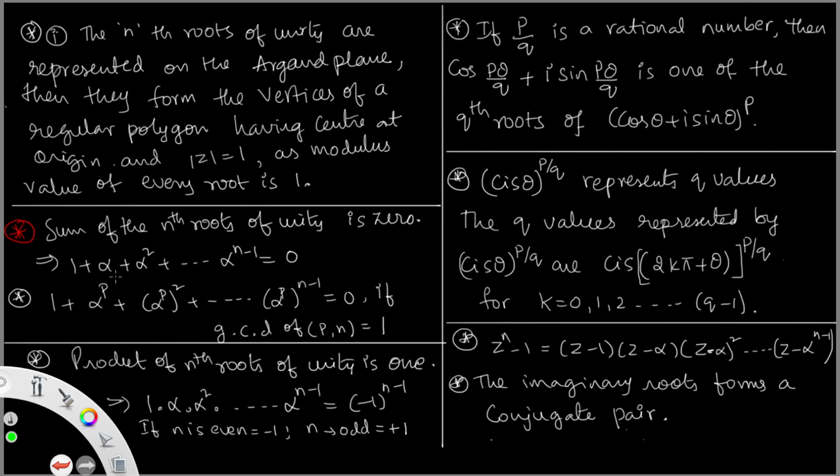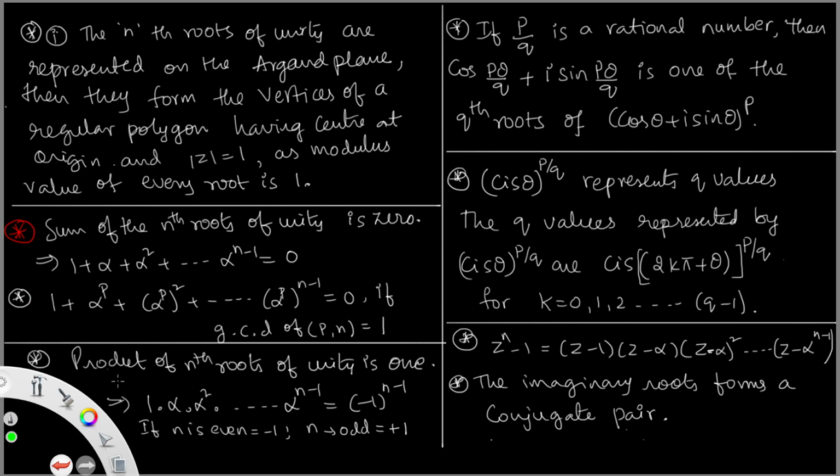The sum of the nth roots of unity becomes 0 here also. That is 1 plus alpha, alpha square, and so on up to alpha to the power of n minus 1 equals 0. And if the power is raised to p, that is 1 plus alpha p, alpha p whole square, alpha p whole cube, like that up to alpha p whole to the power of n minus 1, becomes 0 if the GCD of p, that is the power, and n is equal to 1. The sum of the nth roots of unity becomes 0. The condition is GCD of p and n equal to 1, then the value becomes 0.